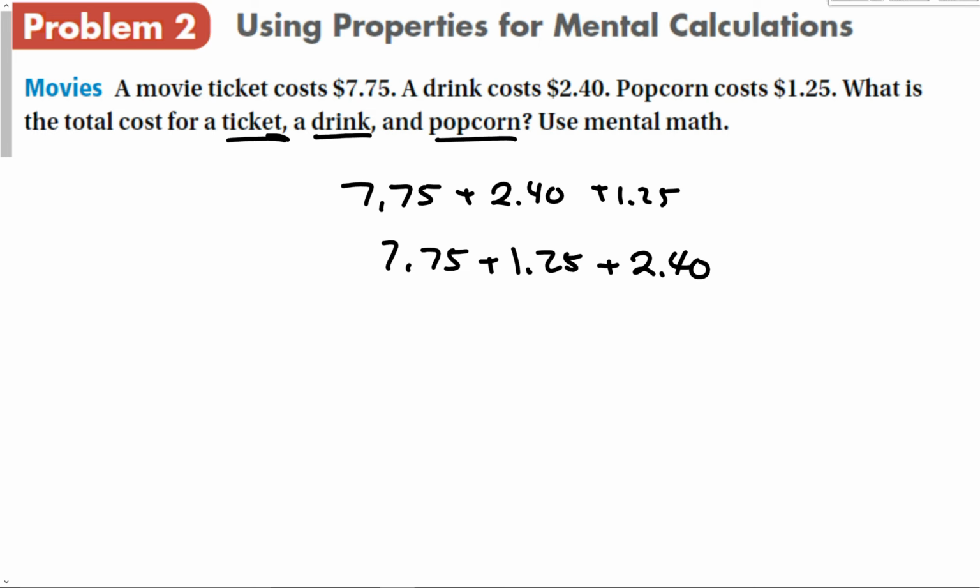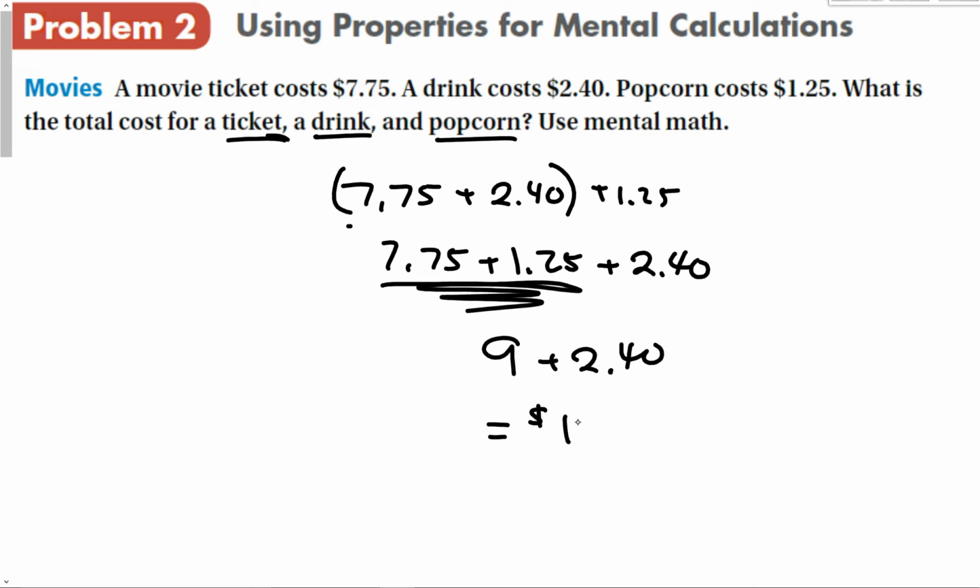And if I want to think about this also with some associative properties here, I could have had these two in parentheses and then switch that to rearrange it and then put the other two in parentheses. But the point is that I see that those two numbers, 775 and $1.25, are easiest to add together. Because when you add those together, you get 9, right? All the decimals go away. Plus 240. Now that is easier to add together to give me my total of $11.40.